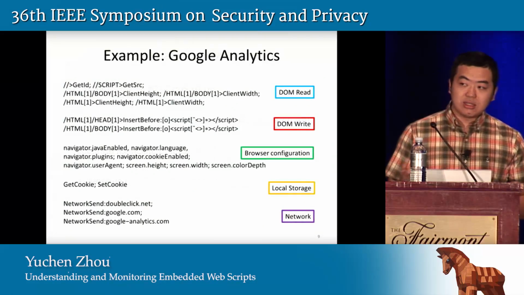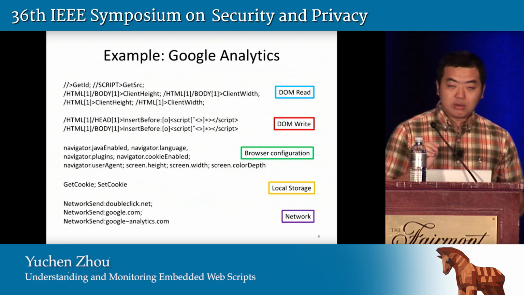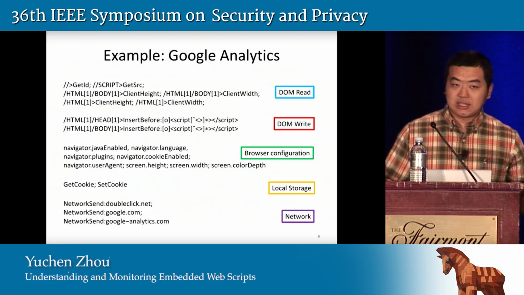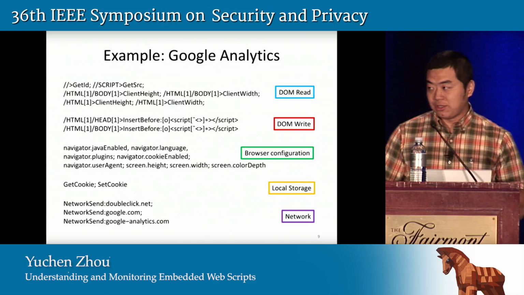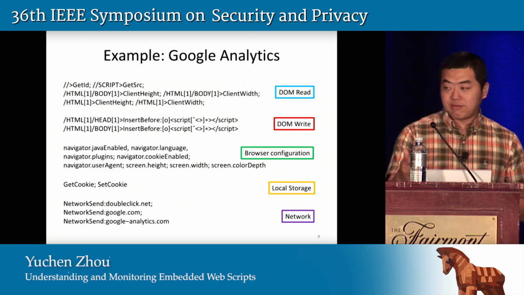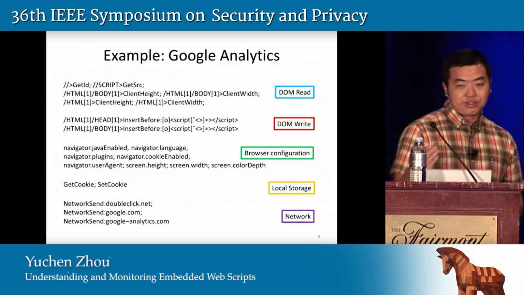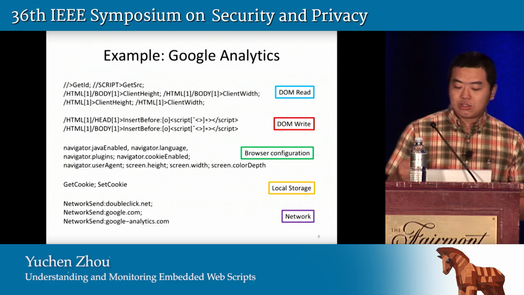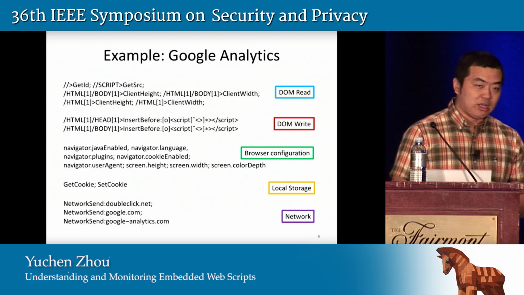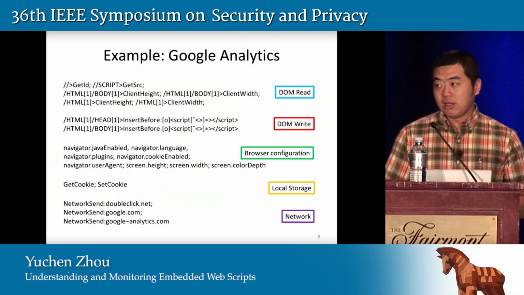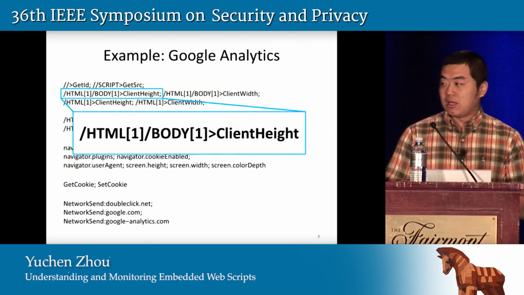So let's actually look at a policy example of Google Analytics. So this is actually all Google Analytics does across all sites and all pages, embedding it. So I'll explain individual entries in more detail, but let's just give it a general overview here. So you can see that it reads certain part of the DOM and writes to the head or body element, and it accesses some navigator object properties and also a cookie and then network. So let's focus on one of these entries.